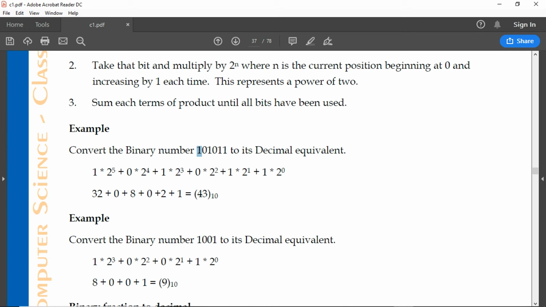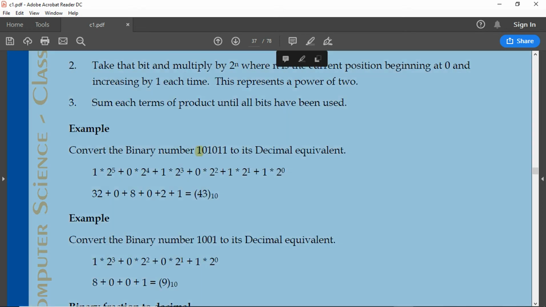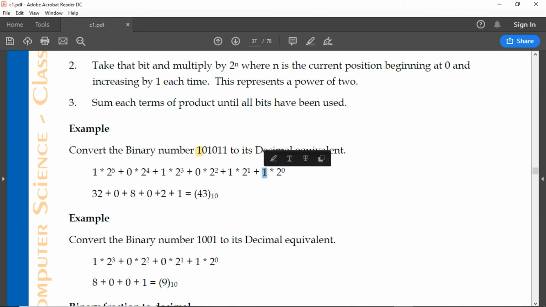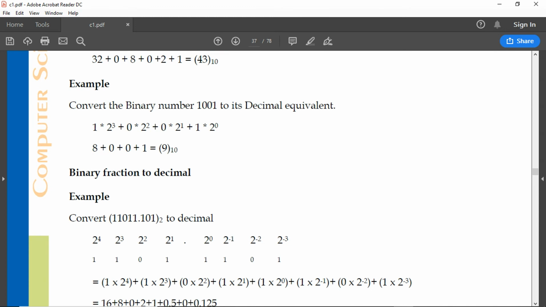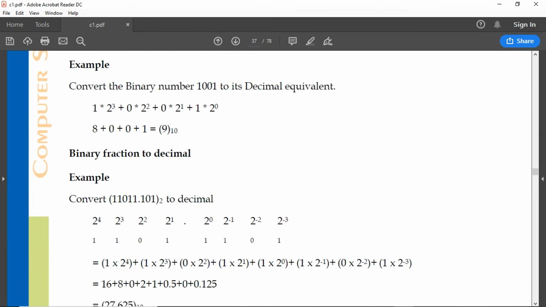Example. Convert the binary number 1001 to its decimal equivalent. 1 × 2^3 plus 0 × 2^2 plus 0 × 2^1 plus 1 × 2^0. 8 plus 0 plus 0 plus 1 equals 9 base 10.